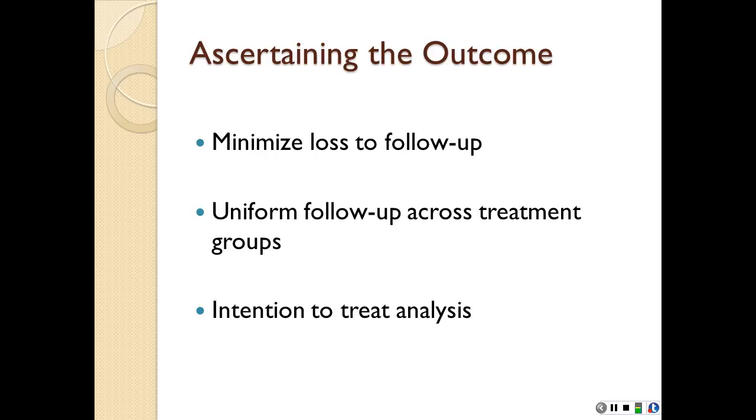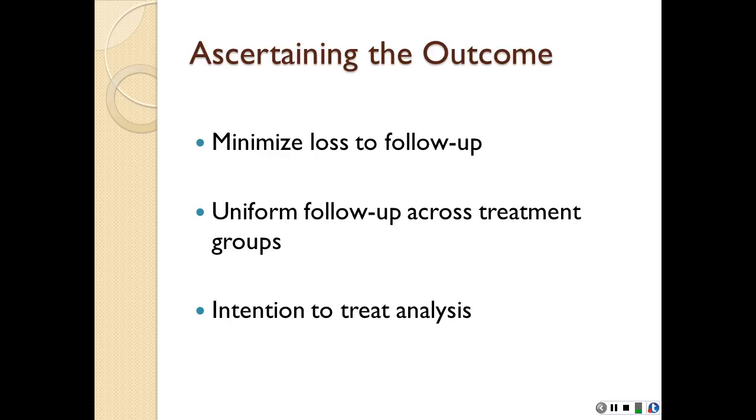You also want uniform follow-ups across your treatment groups. You don't want to give everybody the pretest and then do the intervention and assess the control group at the same time you give the intervention to the treatment group, and then assess the treatment group 3 months later. Everything that happens to the experimental group should happen to the control condition with the exception of your intervention. But everything else should be the same between the two groups.